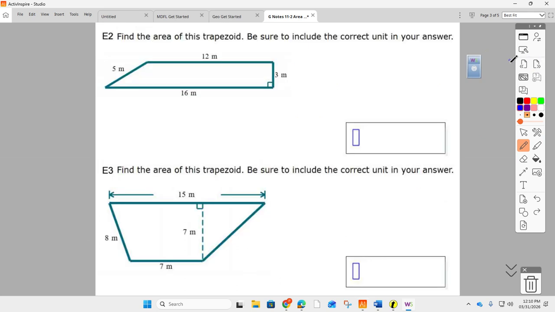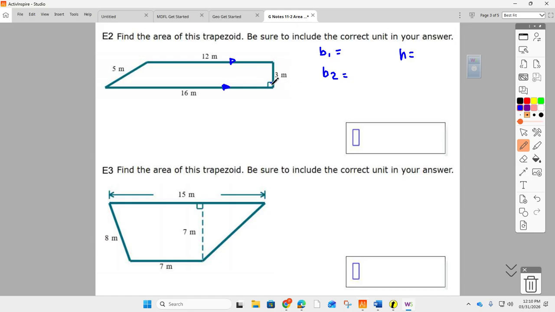All right, so find the area of this trapezoid. So we need the bases, base 1 and base 2, and we need the height. But I don't see a dotted line. Seems pretty apparent that these are the bases, right? They're the parallel sides.